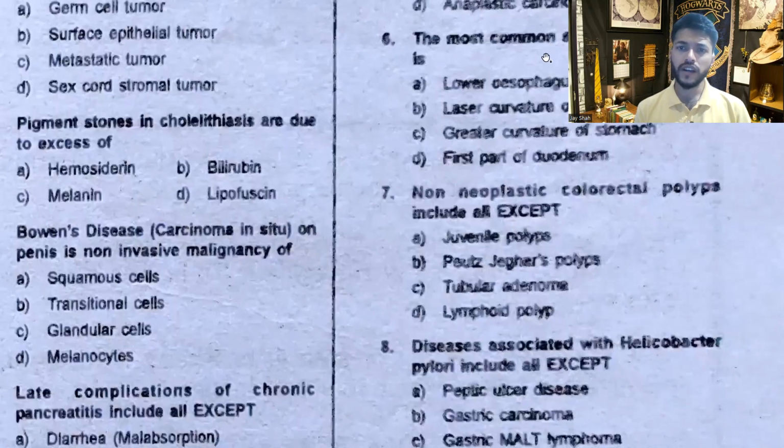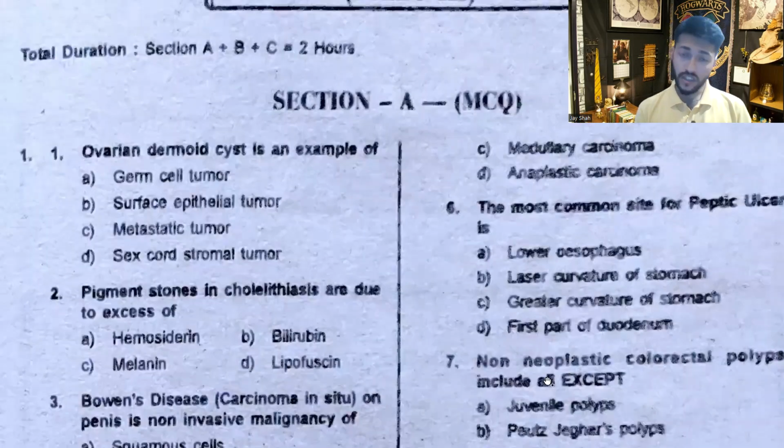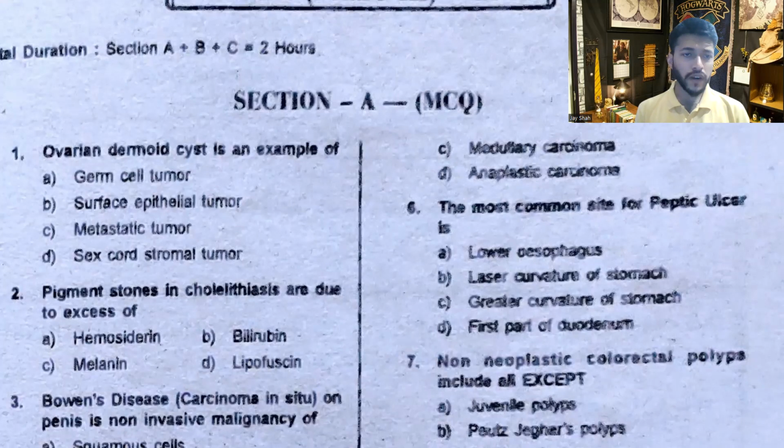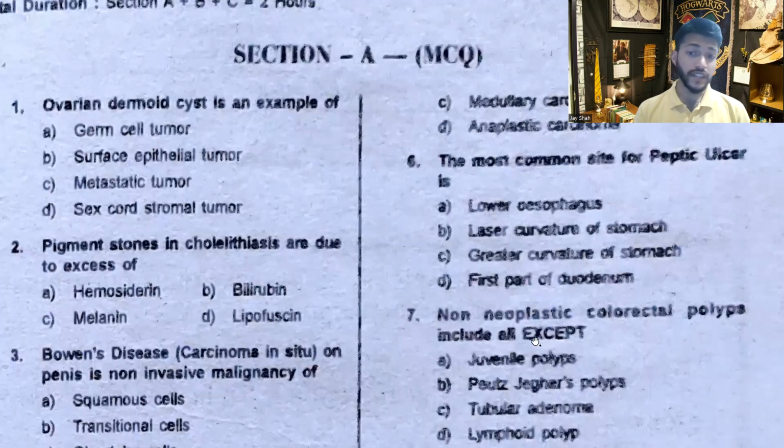Most common site for peptic ulcer disease is lesser curvature of stomach. Now, why lesser curvature of stomach? Yeah, so the answer is first part of duodenum. Lesser curvature of stomach is more prone for caustic injury or chemical injury, but first part of duodenum is more prone for your peptic ulcers. Right. So the answer is D. It's not B, it is D.